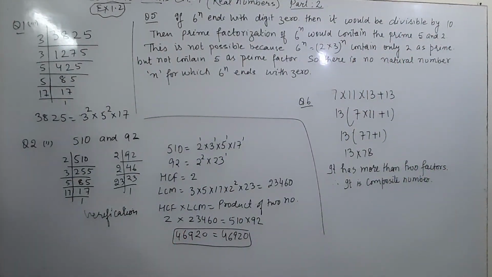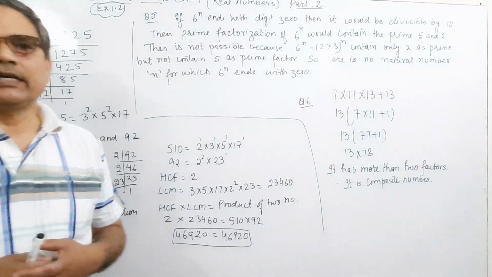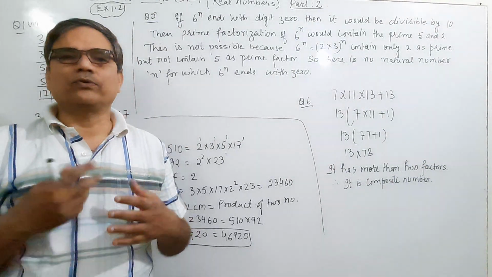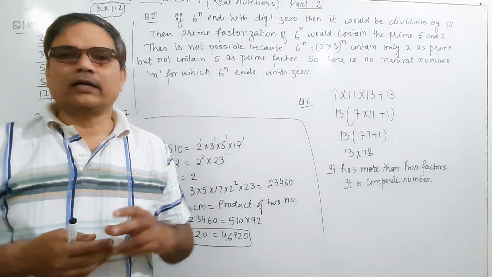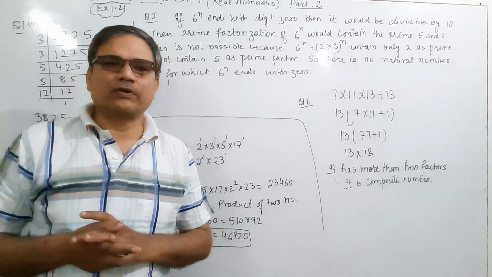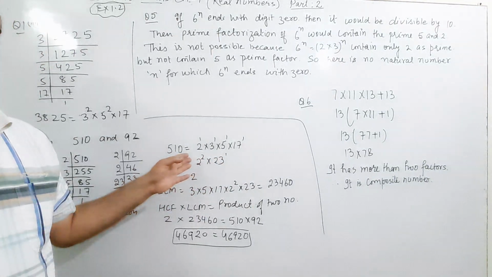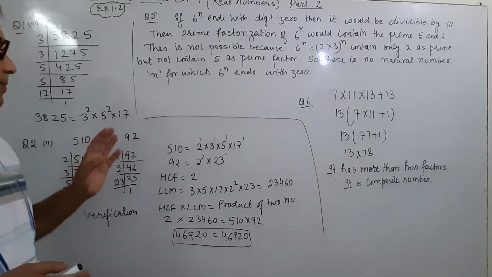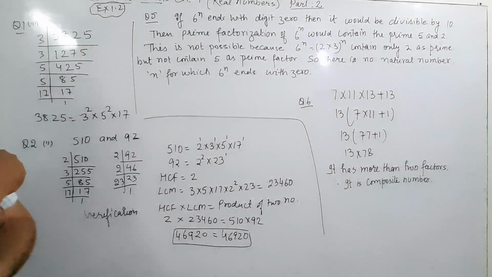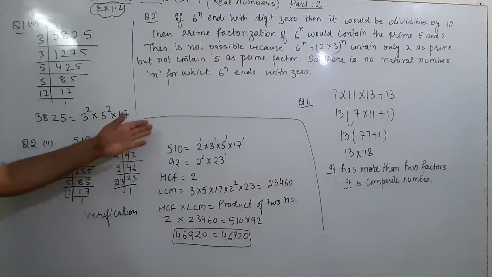First we have to find the HCF. Before finding HCF and LCM, we have to make the prime factors. There are two methods to find the HCF: either by the prime factor method or by the division method. We are solving by the prime factor method.